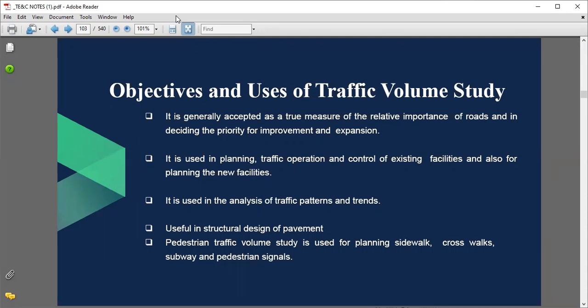And the last point is that the pedestrian traffic study is used for planning sidewalks, crosswalks, subways and pedestrian signals.